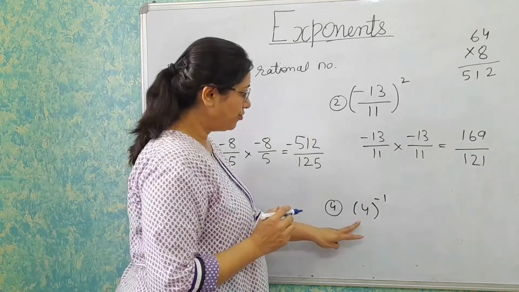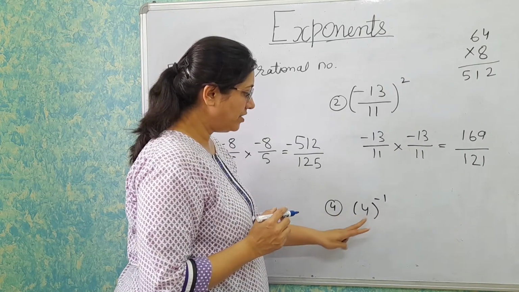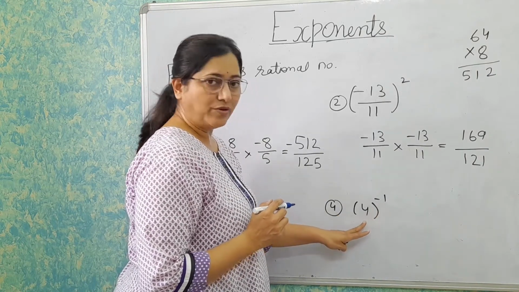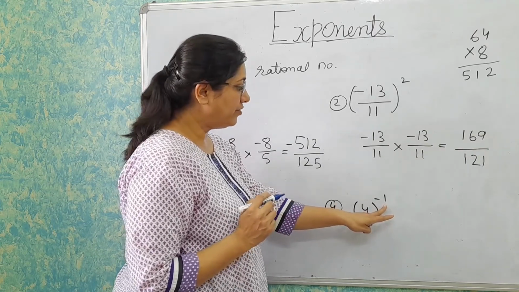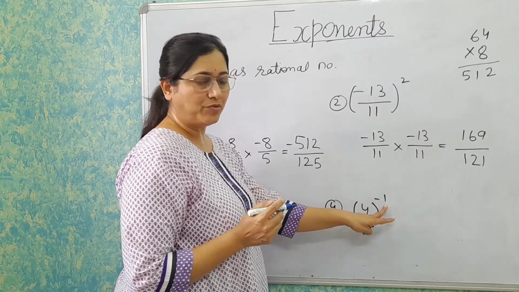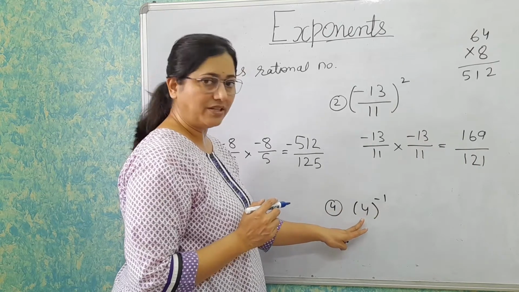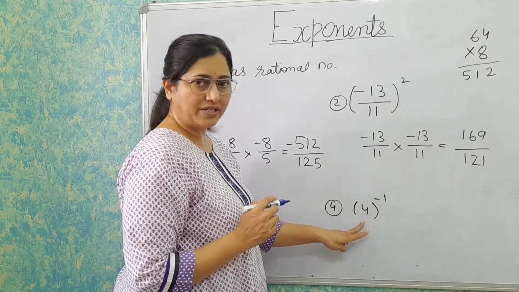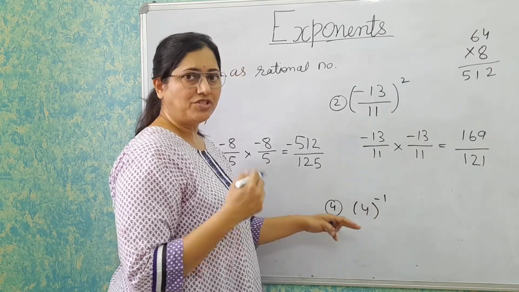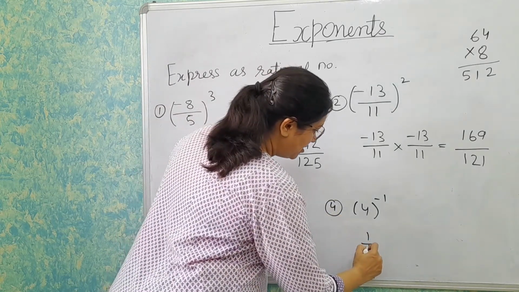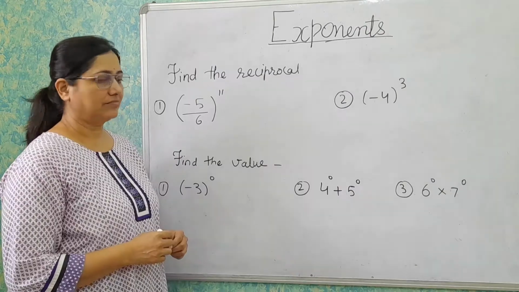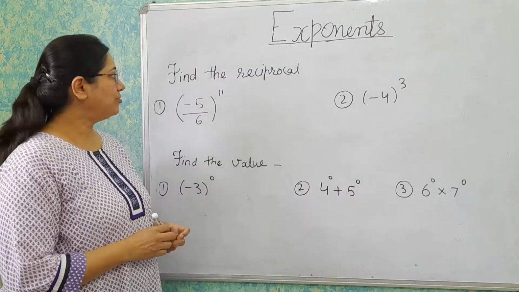Next question, 4 raised to the power minus 1. Again this 4 is the base number and minus 1 is the exponent. And whenever we have to change a negative exponent into positive, we have to take the reciprocal of the base. 4 is at the numerator position, so I will put it at the denominator position. So the answer is 1 upon 4. Let's take a few more questions.